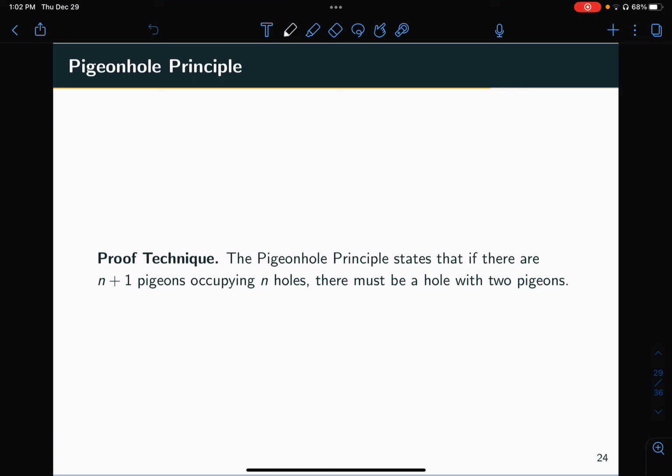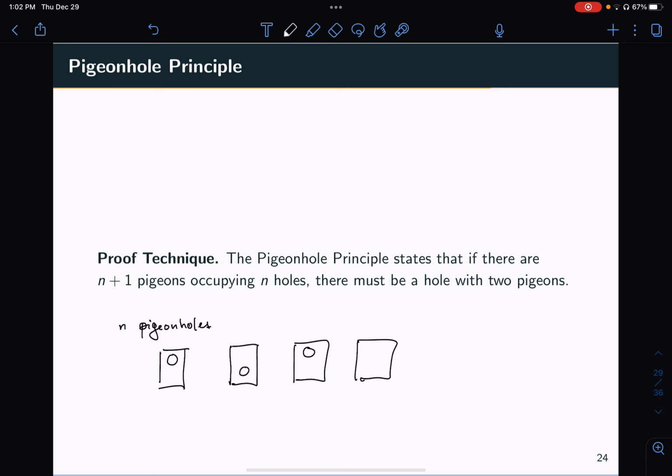So the setup is, suppose you have n pigeonholes, right? So, you can imagine pigeons or birds, and you have a bunch of pigeonholes. So you have these wooden boxes, and each of these wooden boxes has a hole where a pigeon can go and sleep during the night. Okay, and suppose you have n of these. So I'll number them from 1 all the way to n.